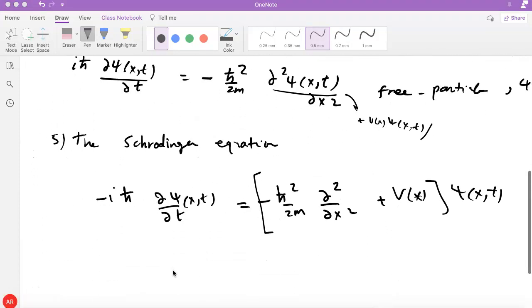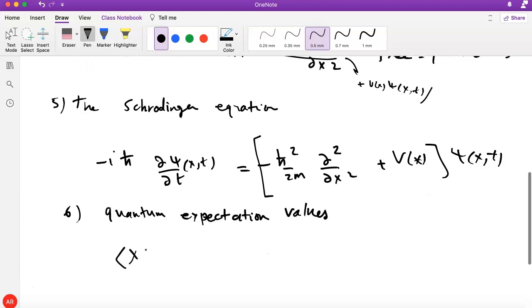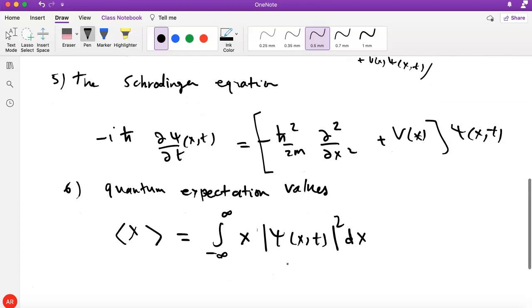So a good place to read about that is in section 5.8, quantum expectation values. Basically, the average of x is the integral from minus infinity to plus infinity of x times psi of x squared, and psi could depend on time if it does. So then this average becomes a time-dependent thing, and then you integrate over x.